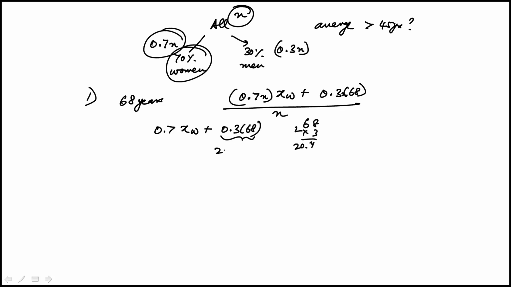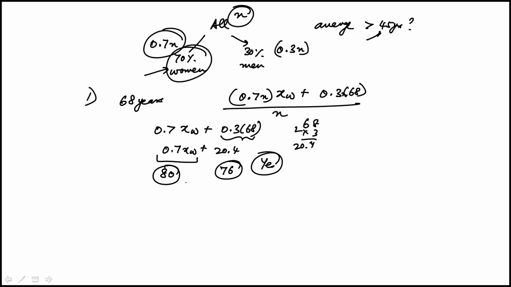And I'm actually going to multiply this. So 20.4. So here, we don't know what the average age of all women in the club is. So if, for example, that is let's say 80, then this would be 76 something, and the answer to that question would be yes. But if the average age of women is, let's say, 30, then it would be around 41.4, which we would answer as no. So 1 alone is insufficient.